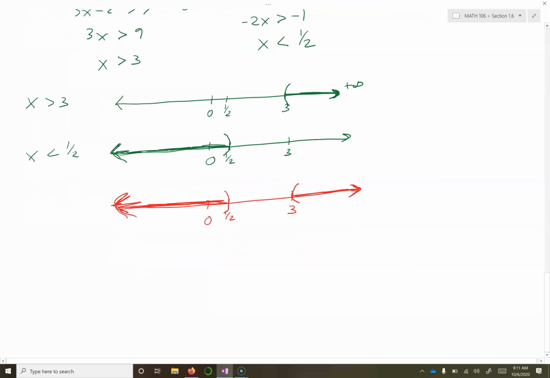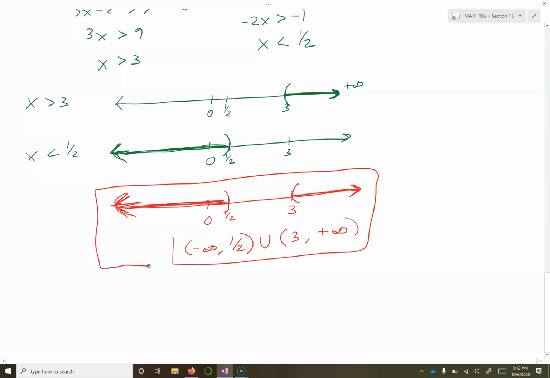So if I wanted to write this in interval notation, I'll start with the first part that starts at negative infinity. Negative infinity goes up to 1/2, but we have parentheses. And then if you remember, we used that union symbol before. We're going to union that with 3, comma, positive infinity. So there's the solution in number line form and also in interval notation.